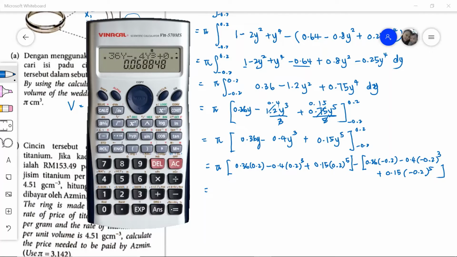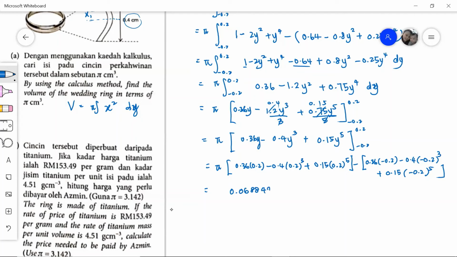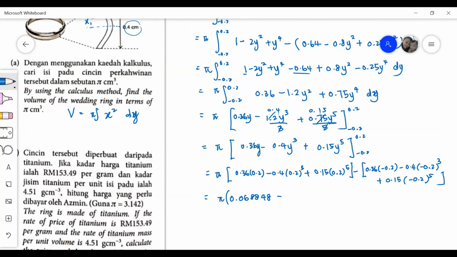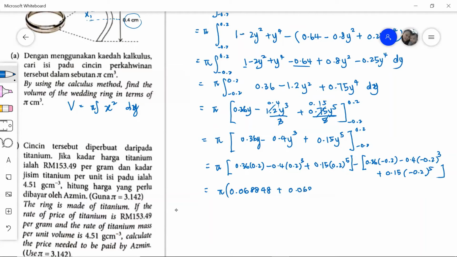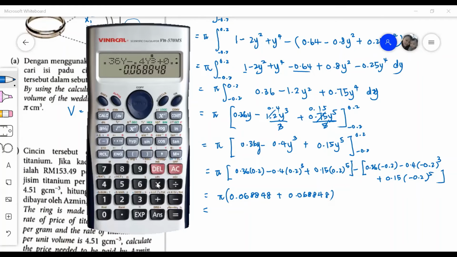Okay, so we have 0.068848, minus the lower boundary, when we substitute in -0.2. We got the same value but negative. So negative minus the negative value becomes plus 0.068848, and then let's add these two together. So basically times 2. So let's times 2.